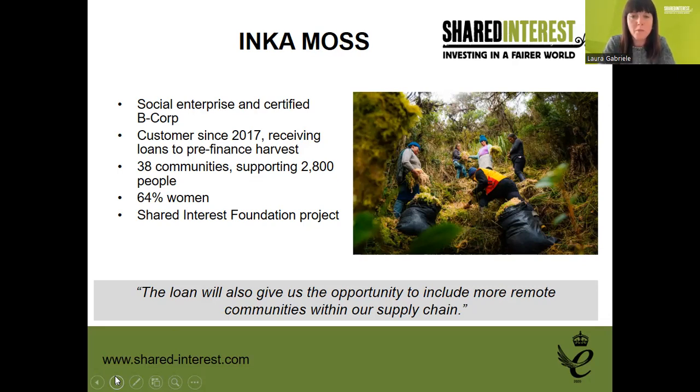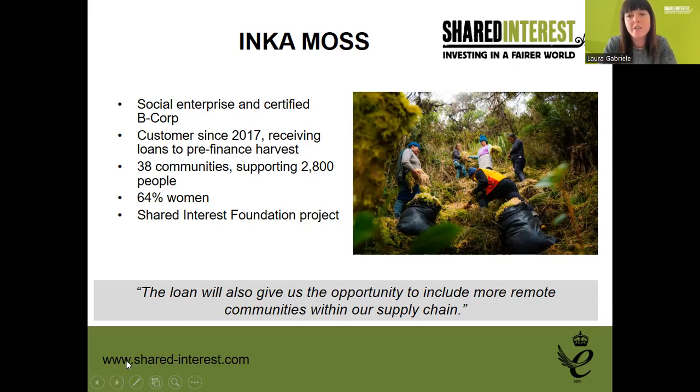This project started in March 2022, and it's supporting women in 5 different communities and helping protect almost 6,000 hectares of land. Farmers receive training in sustainable harvesting and conservation techniques, and they will also be provided with tools and equipment to help them in their moss harvesting.